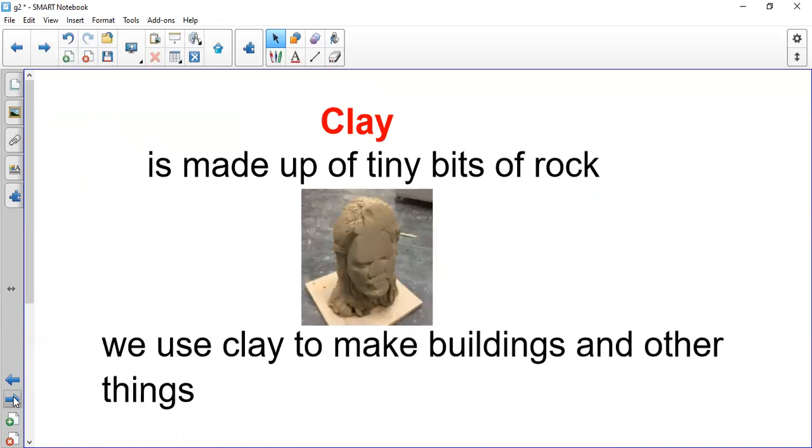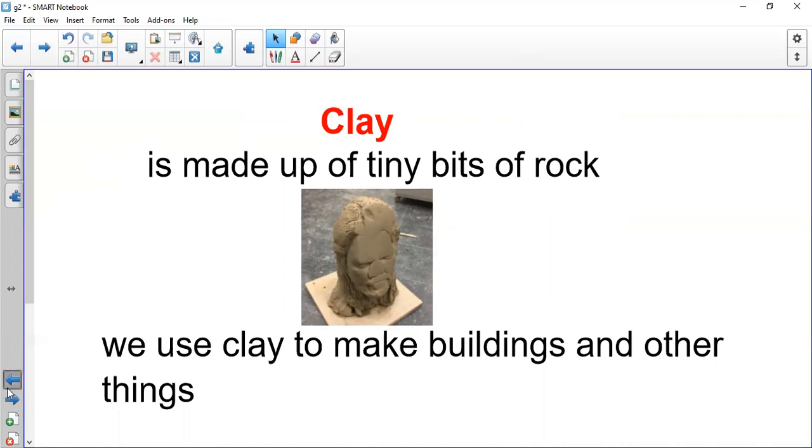The third type of the natural resource that we speak about is clay. Do you know the clay? Who doesn't know the clay? The clay is made up of tiny bits of rock. We can use clay to make buildings and other things.